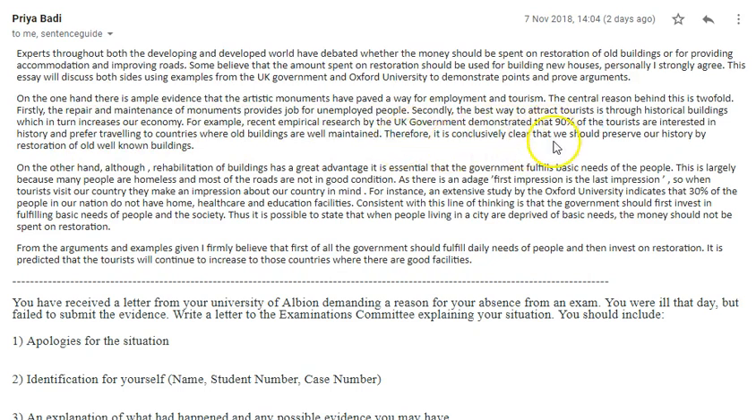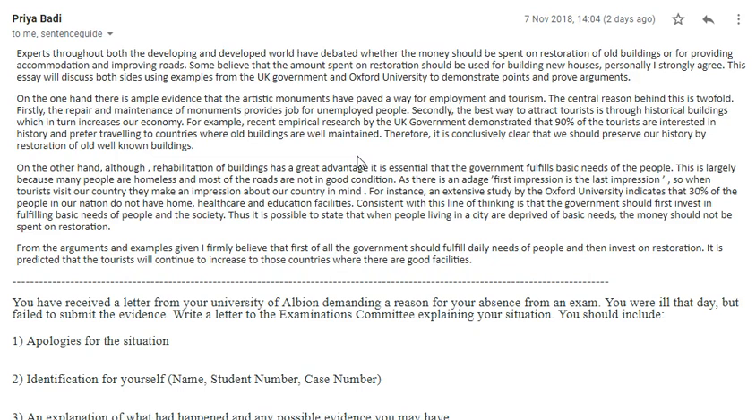Therefore, it is conclusively clear that we should preserve our history by restoring old, well-known, which is hyphenated, buildings. Good, well done. Brilliant. So, a great structure there. You've started with your point, you've given your evidence, and then you've rounded off your paragraph. So, really well done. Great work. It's really good. Okay, the next one then.